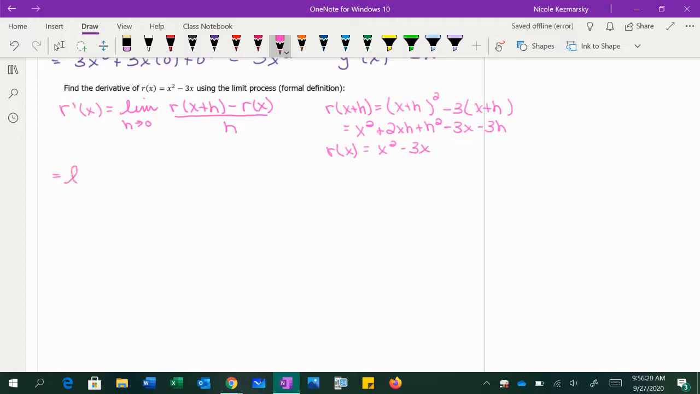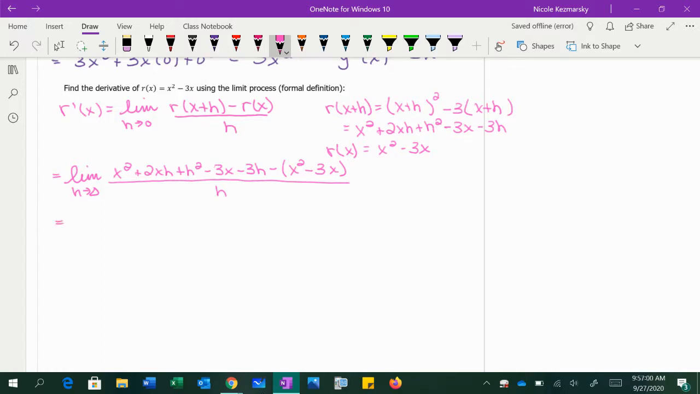So I'm going to set up the function. Limit as h approaches 0. We're going to start with r of x plus h, which is x squared plus 2xh plus h squared minus 3x minus 3h. I'm going to subtract my r of x, but because my r of x has two terms, I'm going to put parentheses around it. So I'm going to say minus x squared minus 3x. And that's all going to be divided by h.